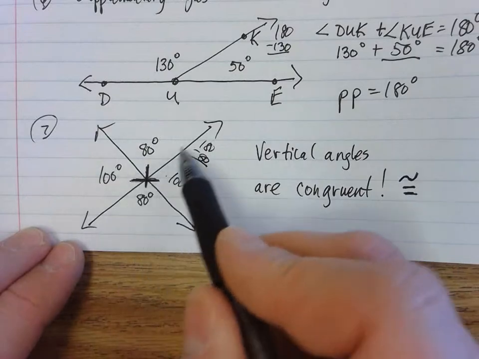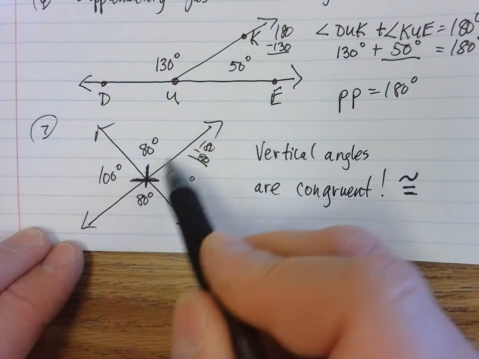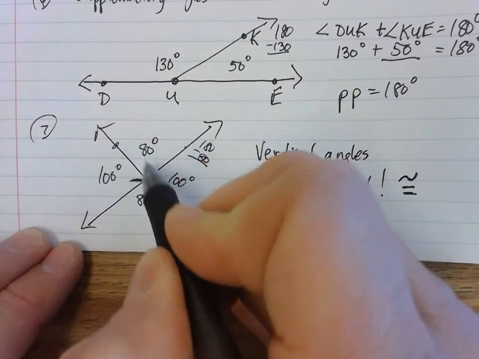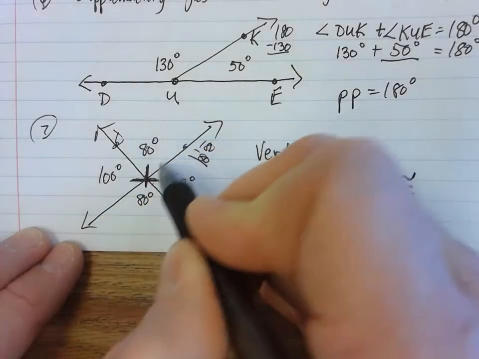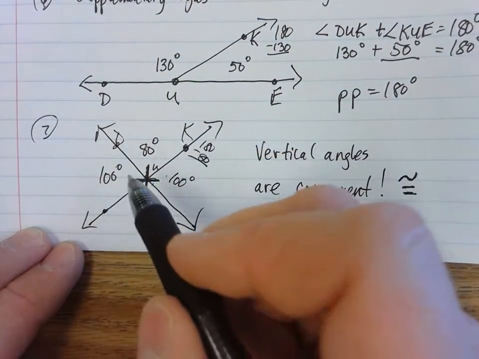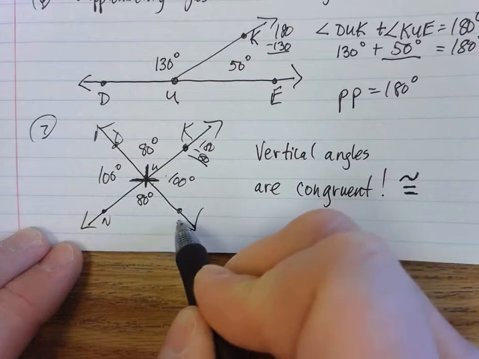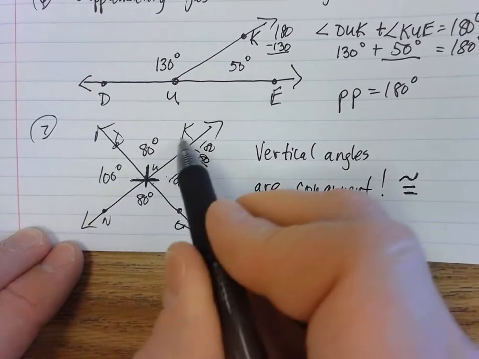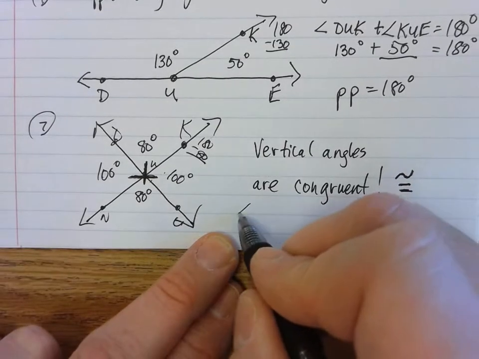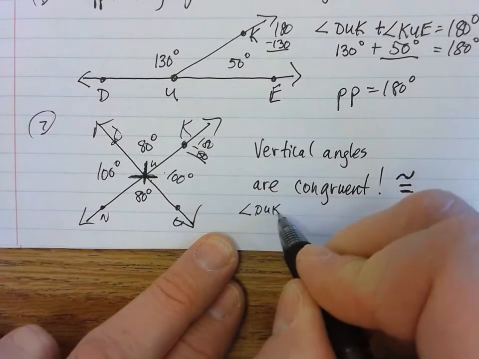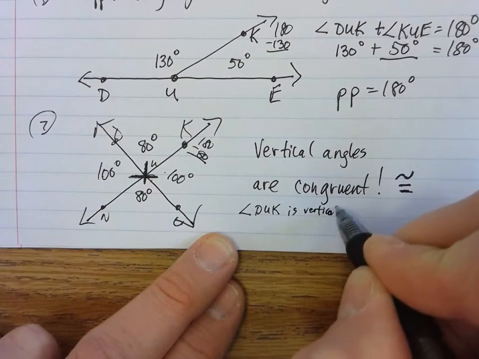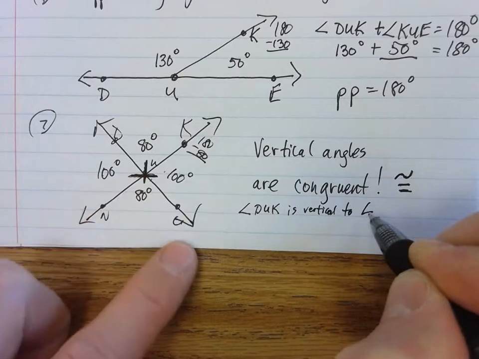Whatever letters this one would be, let's say this one was DUK. DUK would be vertical to NUC. So angle DUK is vertical to angle NUC.